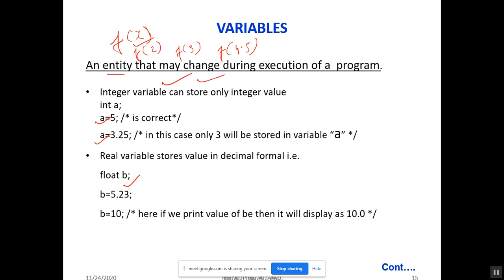Means it is variable. That container is variable in which I can change my values. Am I right or wrong?